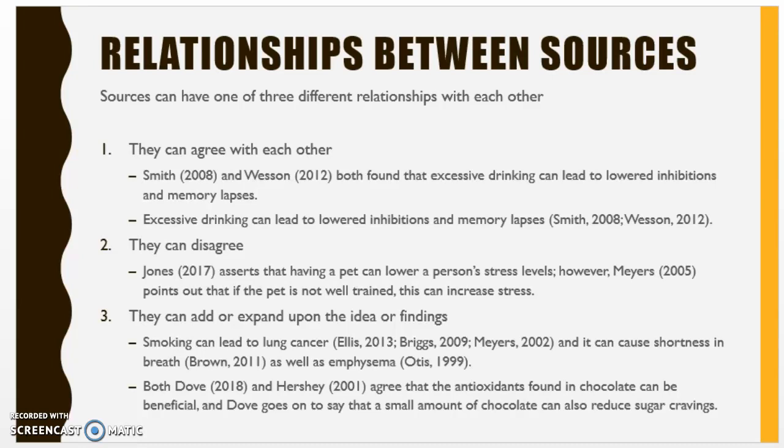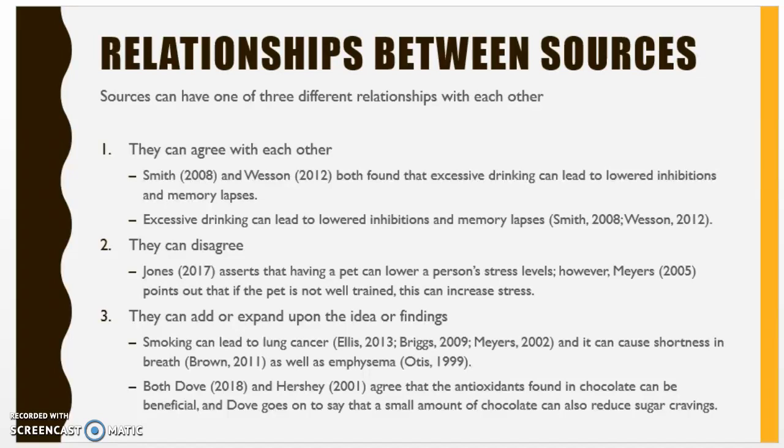Sources can also disagree with each other. Jones, 2017, asserts that having a pet can lower a person's stress level. However, there's our linking word, Myers points out that if the pet is not well trained, this can increase stress, right? So we have two sources, they disagree with each other. We know that because they say however.